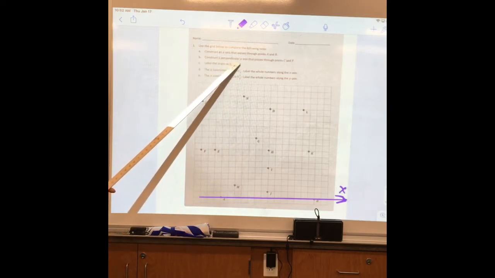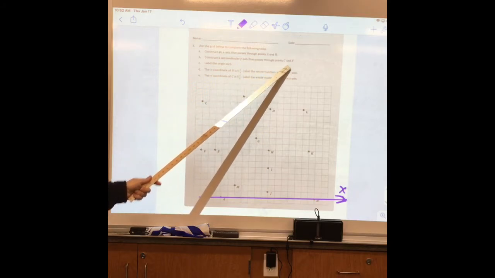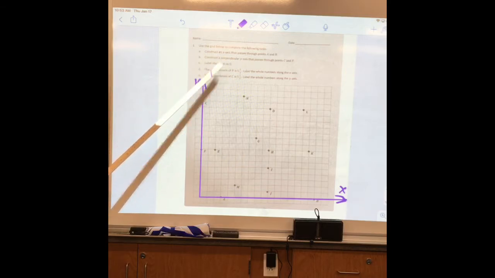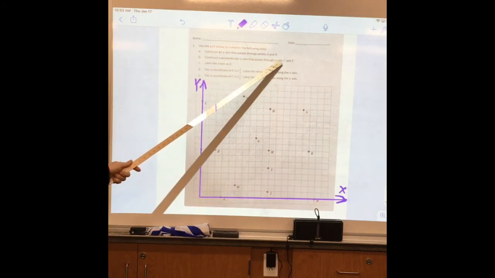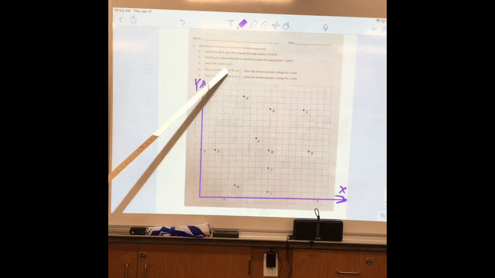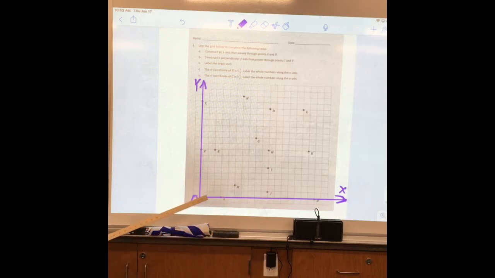Then it says construct a y-axis through C and F. Okay, so I'm going to start here at the bottom and work my way up. Boom. That's my y-axis, right? That's what they're asking you to do by construct. An x-axis through A and B, and then we're constructing a y-axis through C and F. That's F and that's C. We did it. It said label the origin 0. Where's the origin? That's right, it's down here where it all meets together. This is the origin. It is 0.